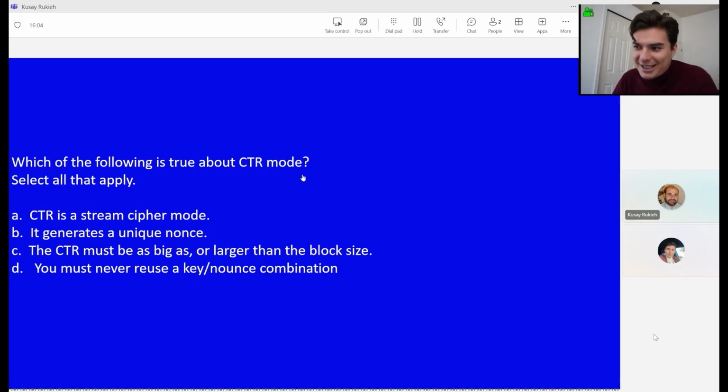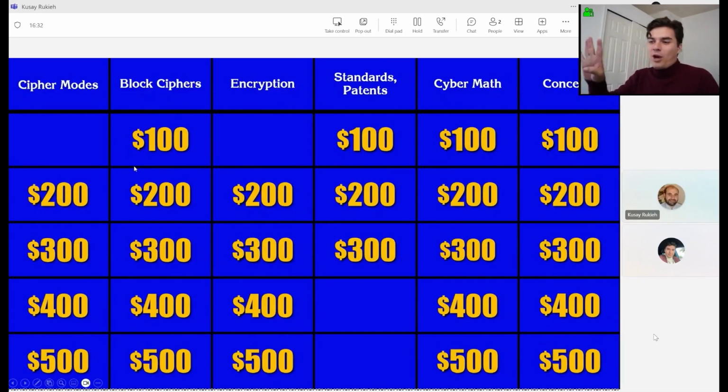What's the exact answer on this one then? A and D. Remember, as you said, CTR is a stream cipher, so we cannot use larger than a block size. So that doesn't make sense. A stream cipher is not a block. It's a block of 1 bit. Cipher modes for $400.